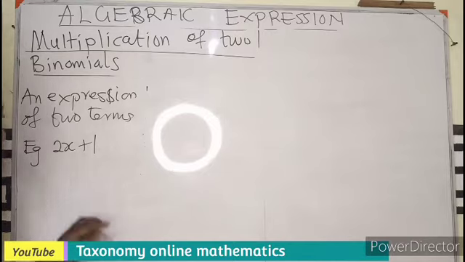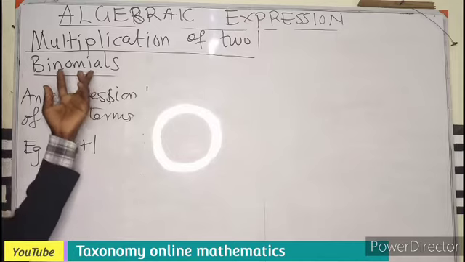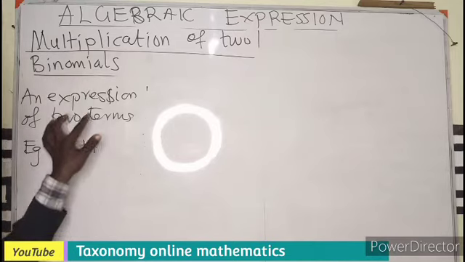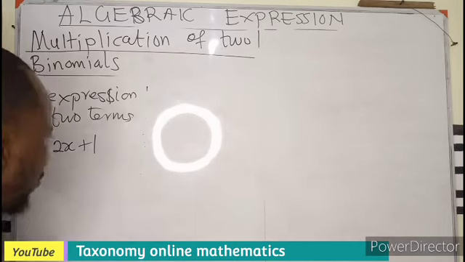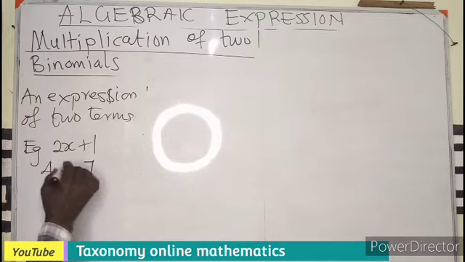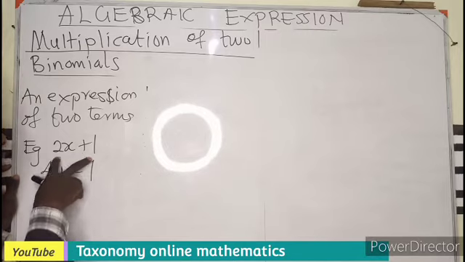2x plus 1 is a sum of two terms. So this is a two term. So that simply means that is what? A binomial. So a binomial is just an expression of two terms, which could be a sum of two terms, or it could be 4y minus 7. This is also a binomial, two terms.